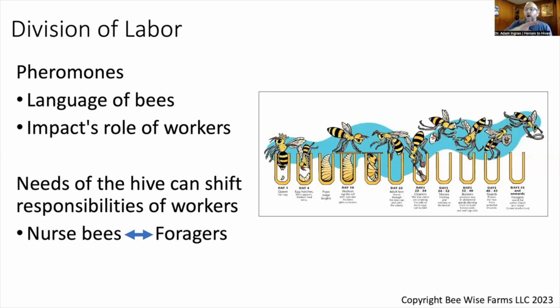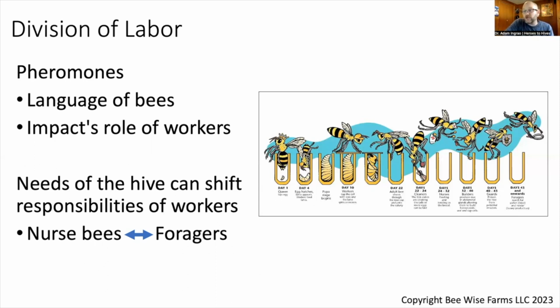That's their last role before they die, is a forager. Now, I say this and I talk about this division of labor over time because that division of labor can change also, and it can change based off the needs of the bees. So, for example, a hive can shift the roles and responsibilities of workers based on pheromones, which is one of the signals that they can base these needs off of. So let me use an example.